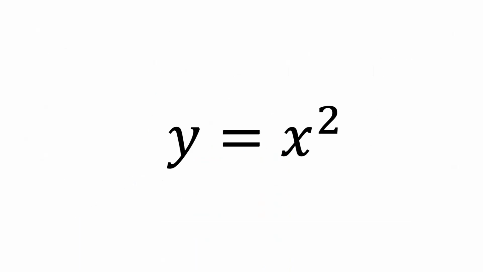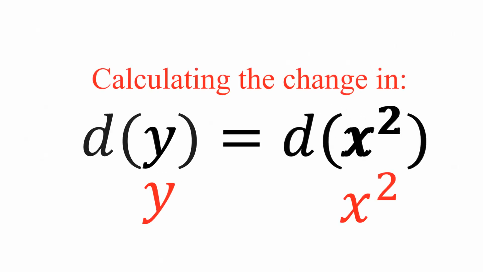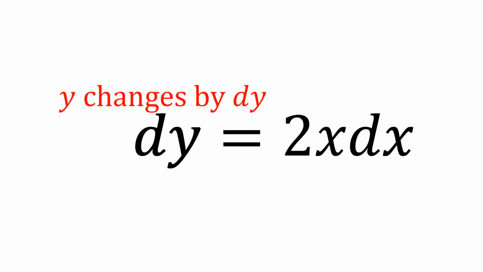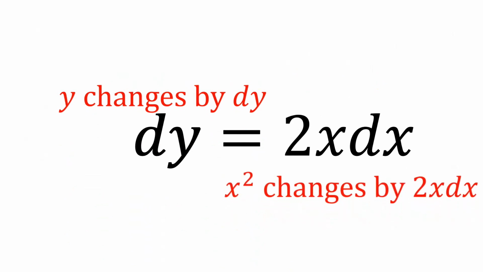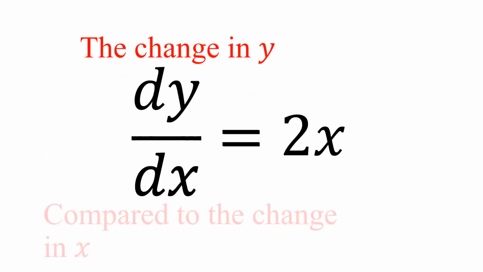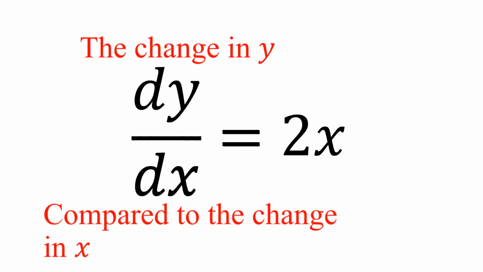Now, let us take a look at this. We are naming x squared as y, so y equals x squared. Now let us take the differential out of both of them. We will see how much y changes and how much x squared changes. y changes by dy, and x squared changes by 2x dx. So the ratio would just be 2x. This is the change in y compared to the change in x, equal to 2x.